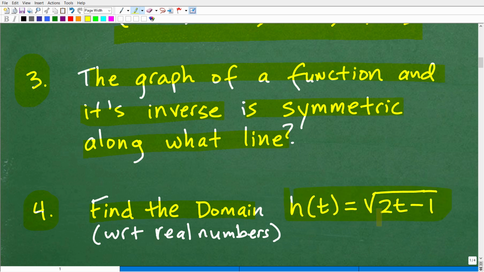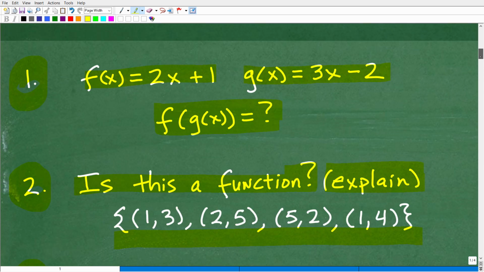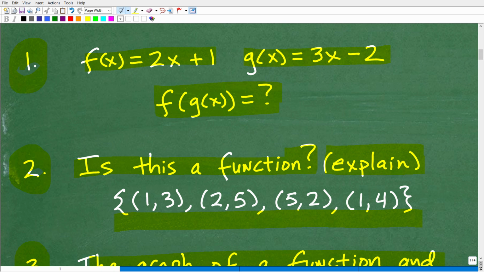Okay, h of t is equal to 2t, square root of 2t minus 1. And then I'm talking about here with respect to the real numbers. So I want the domain with respect to the real numbers. A little technical detail, but it does make a big difference in this problem. So let's go back up here and go ahead and start with questions 1 and 2.